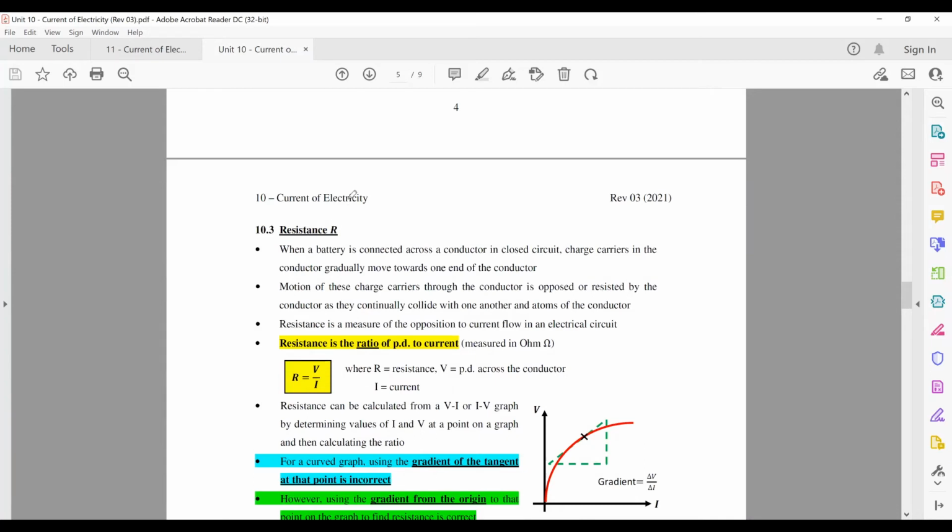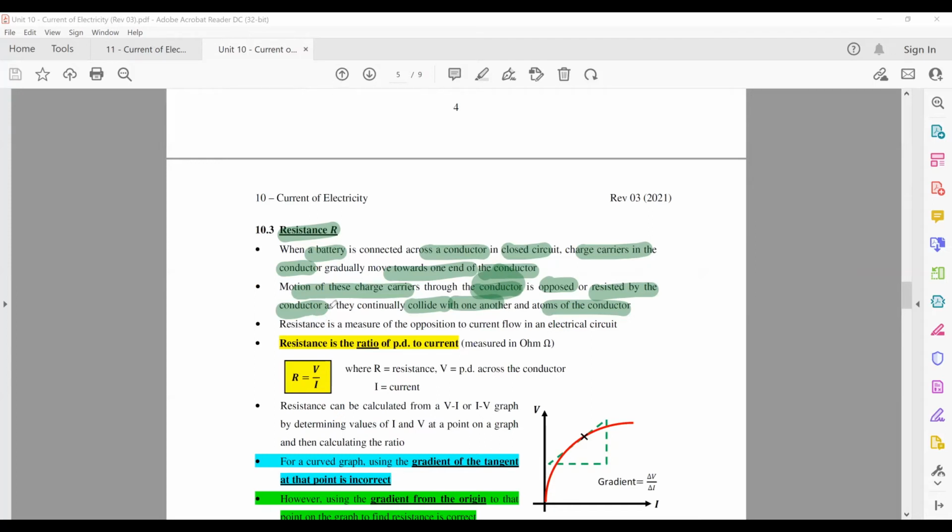Okay, now resistance. When a battery is connected across a conductor in a closed circuit, charge carriers in the conductor will gradually move towards one end of the conductor as current flows. All right. The motion of these charge carriers through a conductor is often opposed or resisted by the conductor as they collide with one another or the atoms of the conductor. The charge carriers, when they want to move from one end to another inside your conductor, will either collide with themselves or collide with the atoms of the conductor. So this slows them down, or their motion is being resisted.